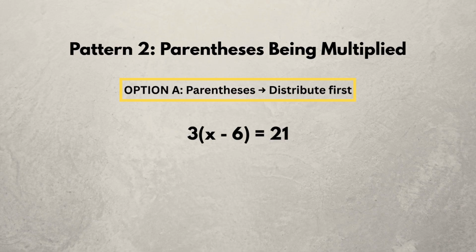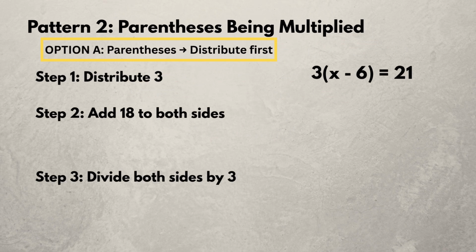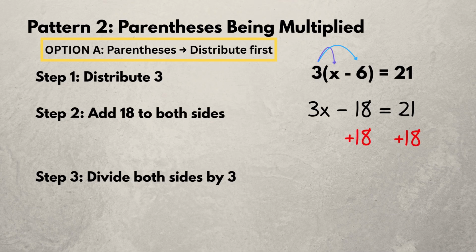Option A is to distribute first. Multiply 3 into both terms inside to get 3x minus 18 equals 21. Then solve it like pattern 1. Add 18 to get 3x equals 39, and divide by 3 to get x equals 13.